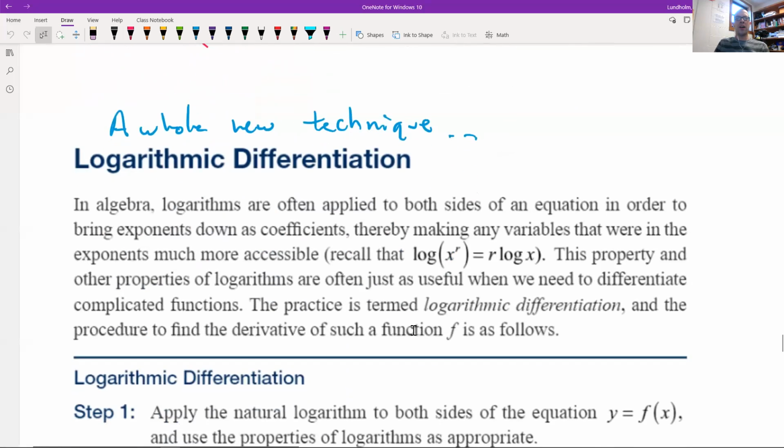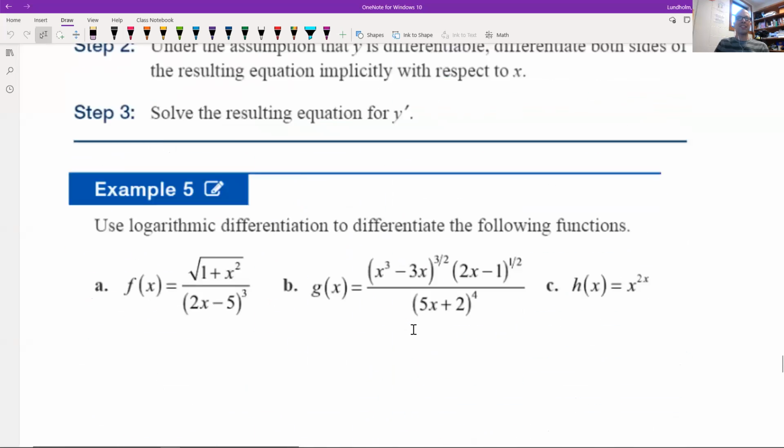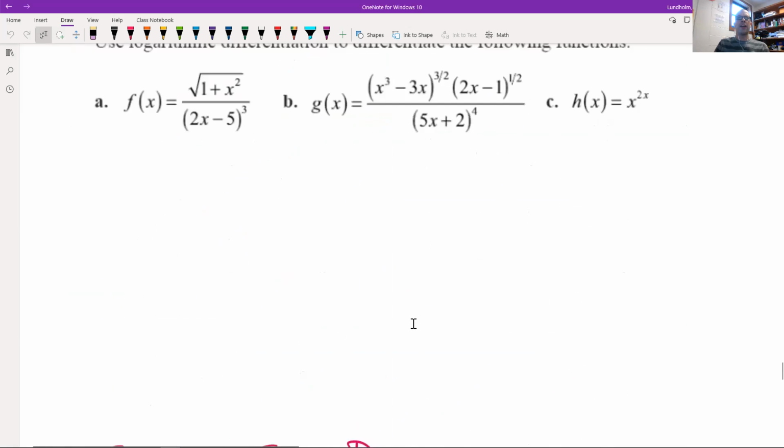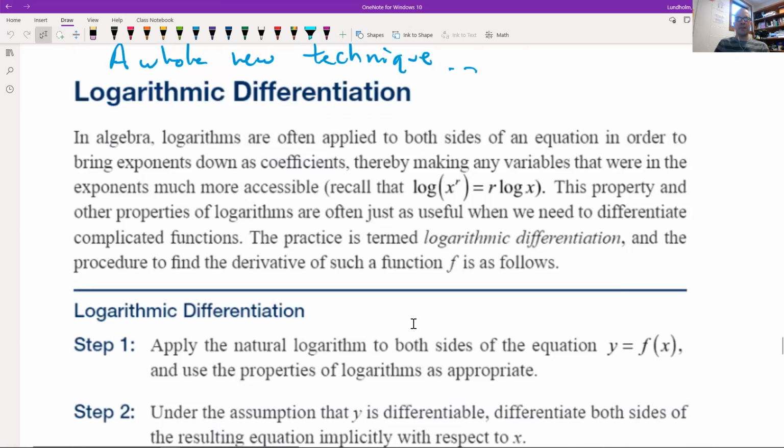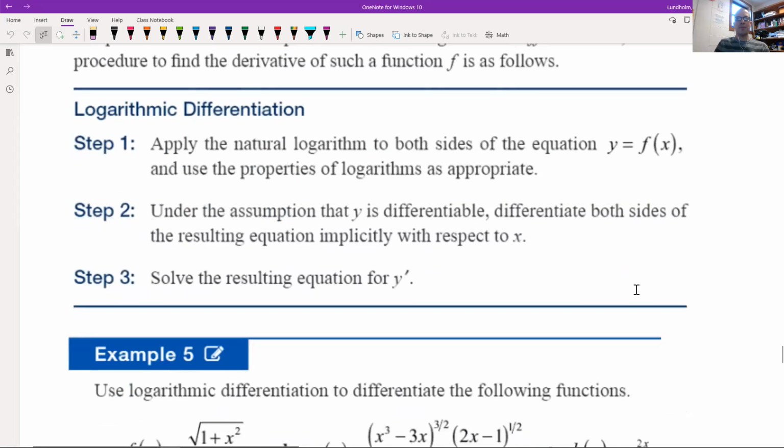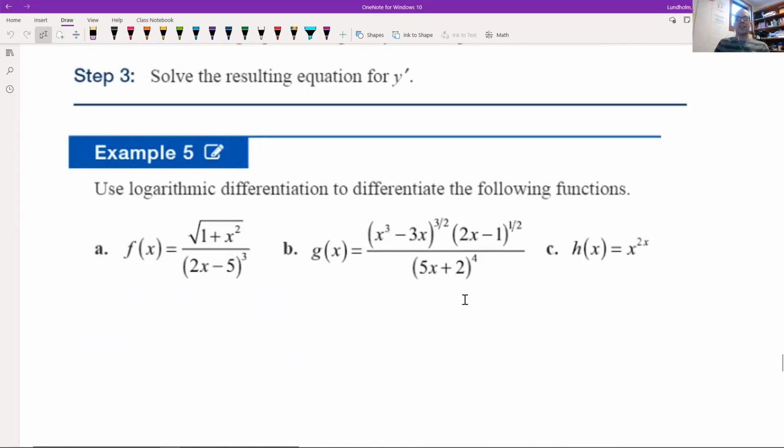The last thing that we need to talk about today, I think, well, all right, second to last thing, sorry, is logarithmic differentiation. Sometimes you get crazy looking expressions like this with interesting combinations of powers. Here we've got a square root function over a cubic. Here we've got 3/2, 1/2 to the 4th.